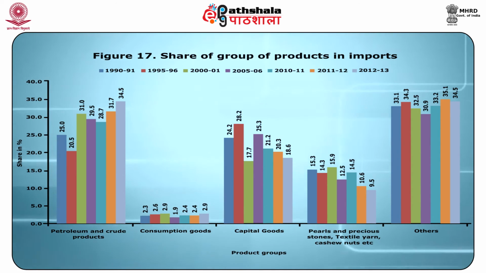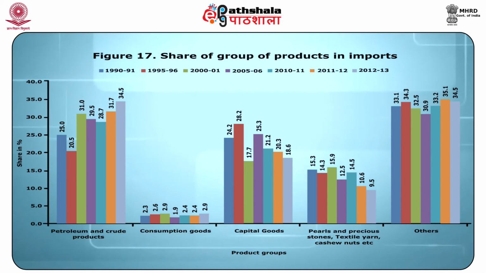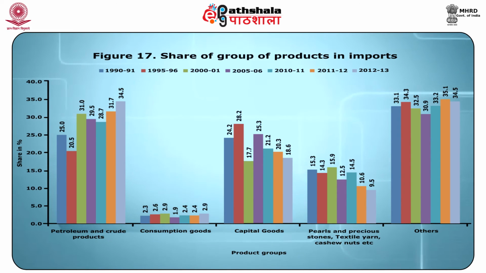The share of consumption goods has slightly increased since 1991, but that of capital goods has declined from 24.2% in 1991 to 18.6% in 2012-13. This indicates that India is now less dependent on other nations in terms of capital goods, which can be assumed as a good sign of growth if India starts producing its own good quality capital goods.